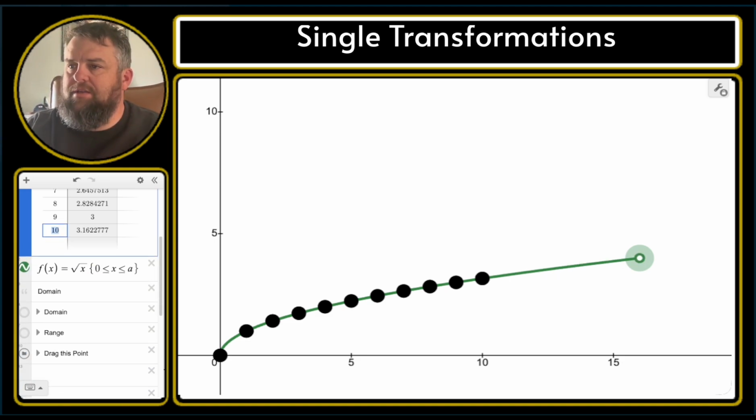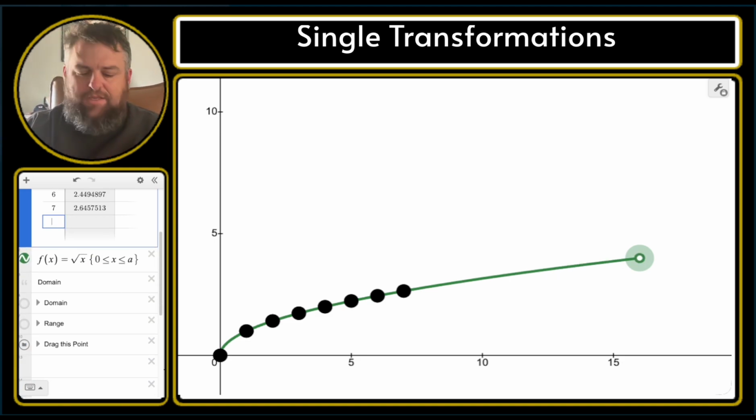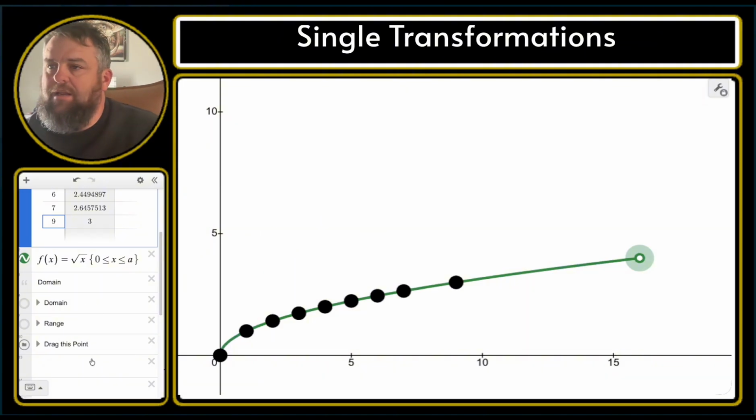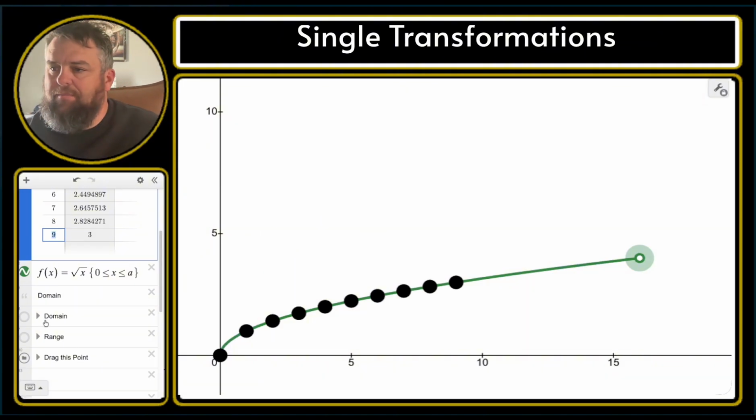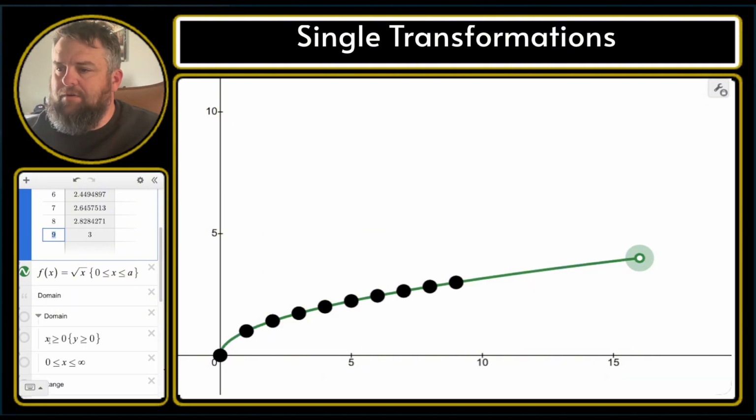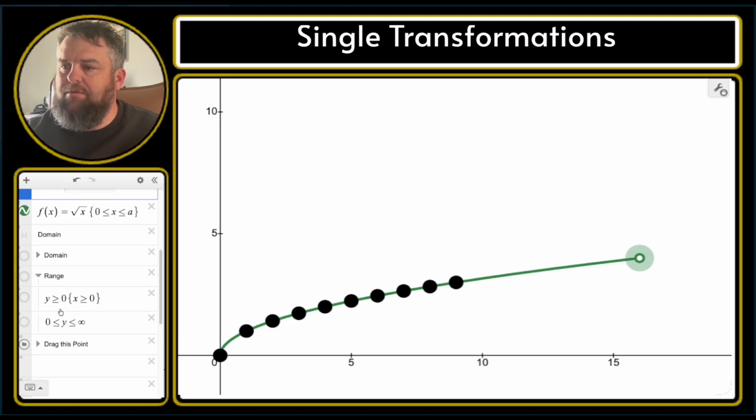Now, what is the range for this? If I know that the domain is, again, all the real numbers that are greater than or equal to 0, what about the range? The range itself is also going to be greater than or equal to 0. So 0 to positive infinity for the range. We are limited only by how large the first quadrant is.